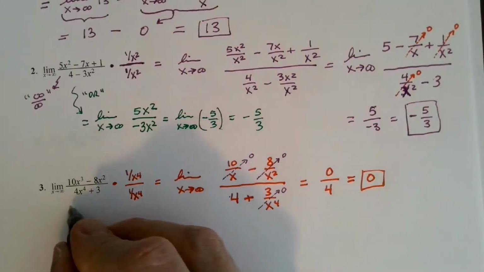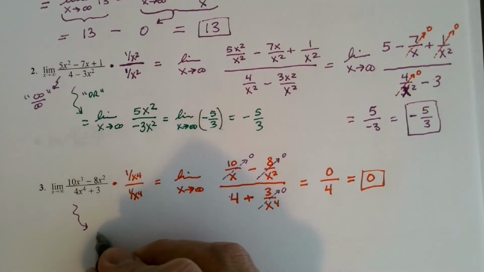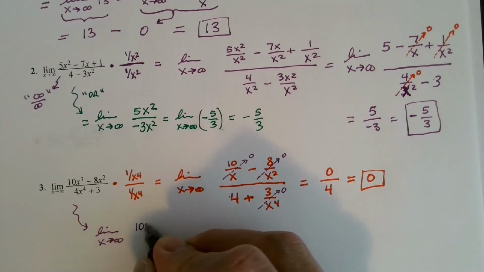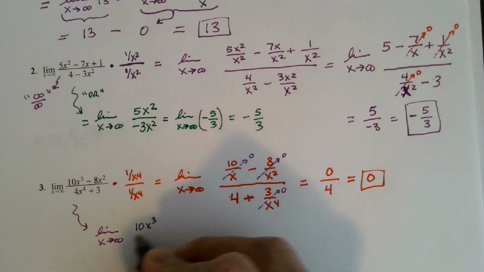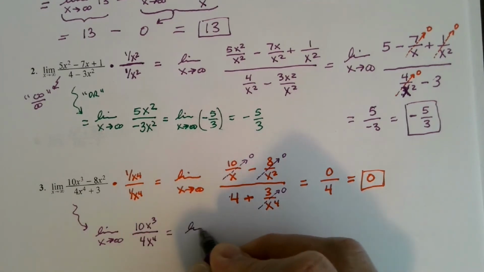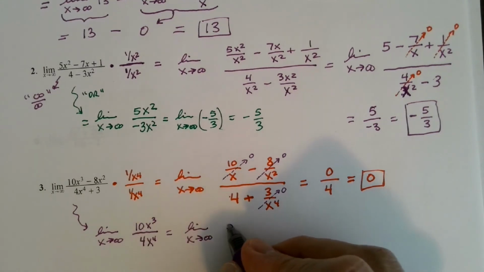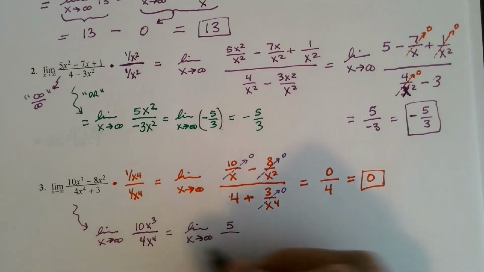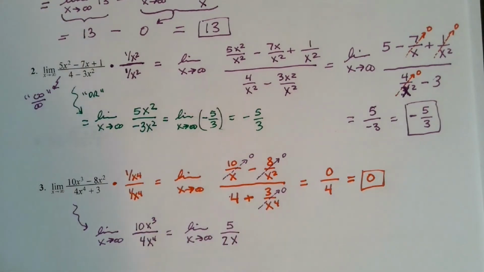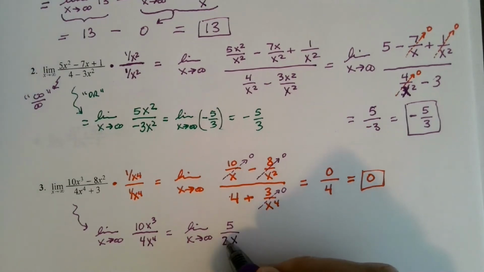And you can see that too, again, we can do it the other way. This is the limit as x goes to infinity. Highest degree term up top is that. Highest degree term in the bottom is that. And that is equal to, simplifying 10/4 is 5/2, and 3 x's cancel with 3 down here, leaving just 1 x down here. And as x goes to infinity, then 5 divided by 2x, that's going to 0 by that theorem.